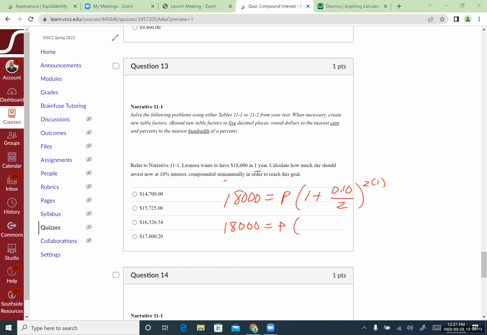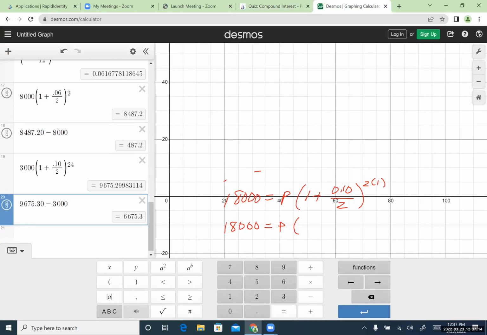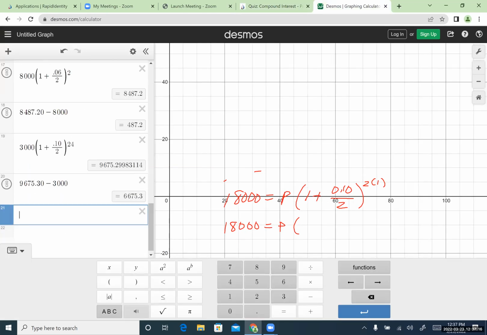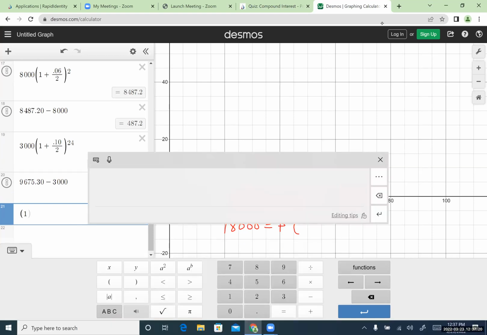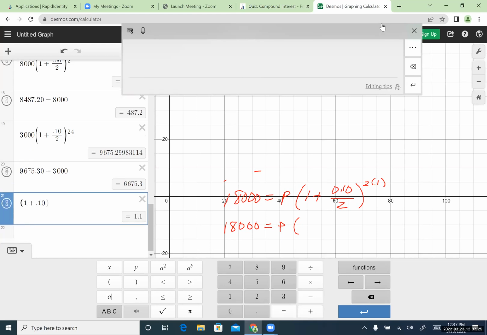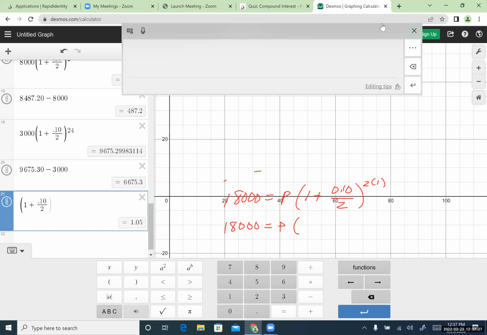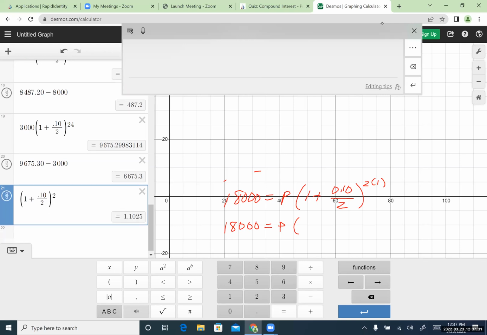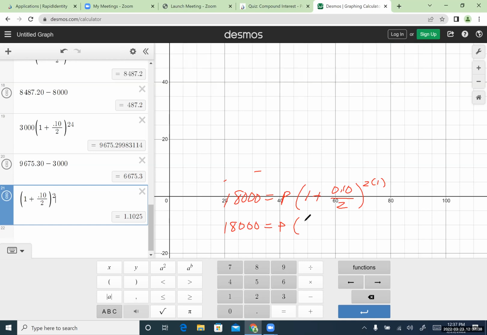So let me get back to my calculator. It is that stuff in the parentheses with the exponent: 1 plus that 10% interest divided by 2, all raised to the 2 times 1, all raised to the second power. So that is what goes here. 1 point, and I'm going to leave all my decimal places just to be on the safe side since it's not too many decimal places.